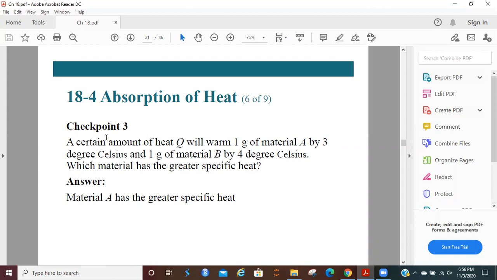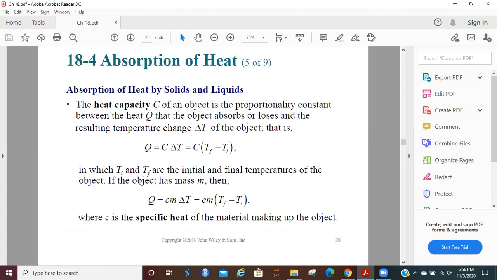So, checkpoint 3. A certain amount of heat, Q, will warm 1 gram of material A by 3 degrees Celsius and 1 gram of material B by 4 degrees Celsius. Which material has the greater specific heat? Well, specific heat, we're going to use this particular formula.